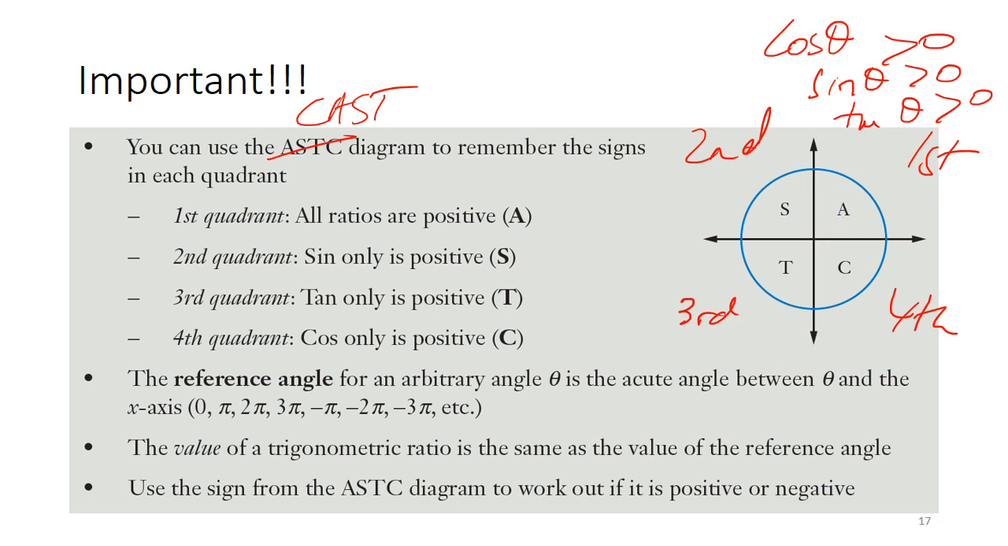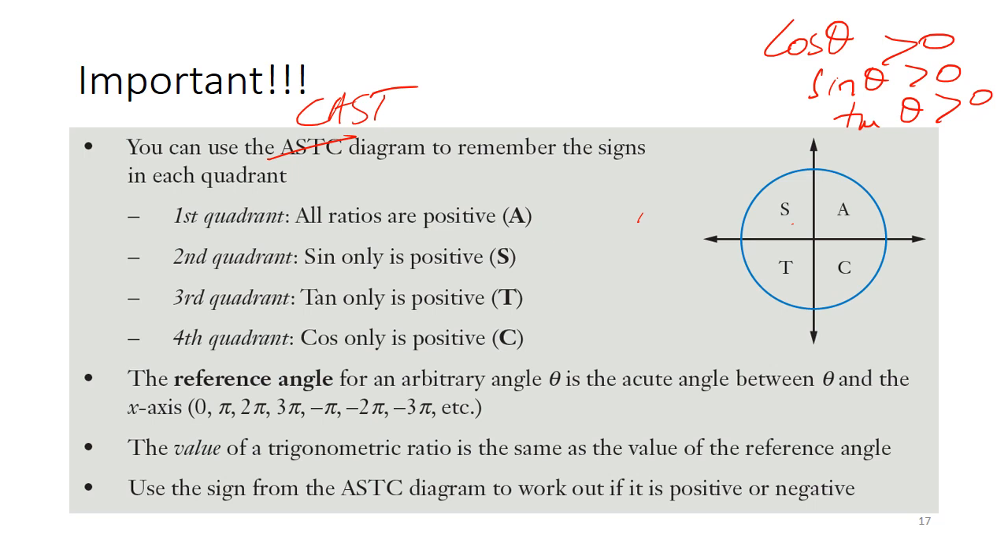So let's look at the 2nd quadrant. What does this S stand for? It stands for sine is positive. So which means if I've got an angle here, only sine of that angle would be positive. If I take the tan or the cos of that angle, I will end up with a negative number, and so on. So this one only tan is positive, this one only cos is positive. That's how you use this cast diagram. You can use it to work out the signs at each quadrant.